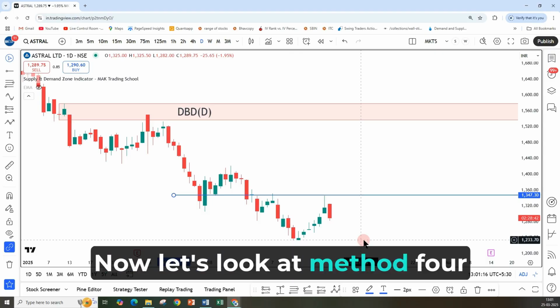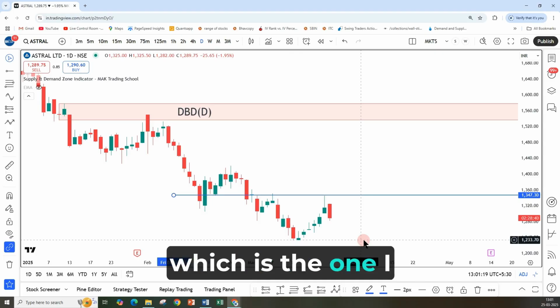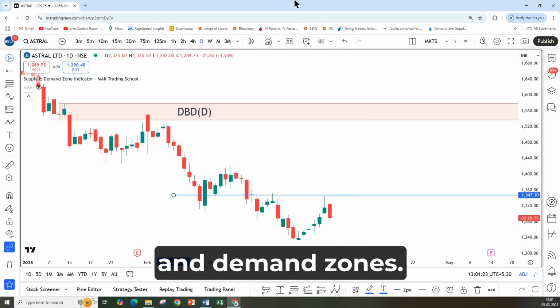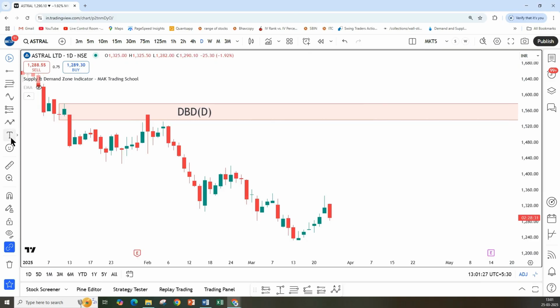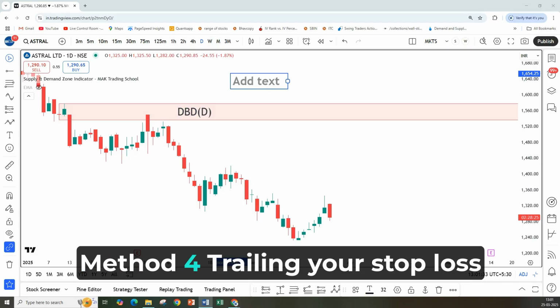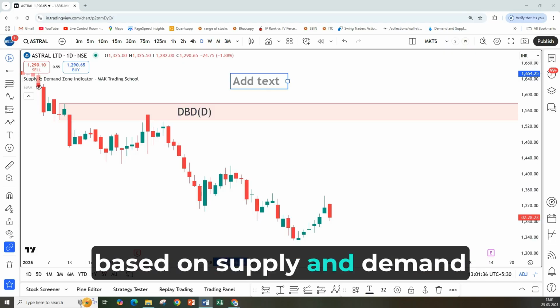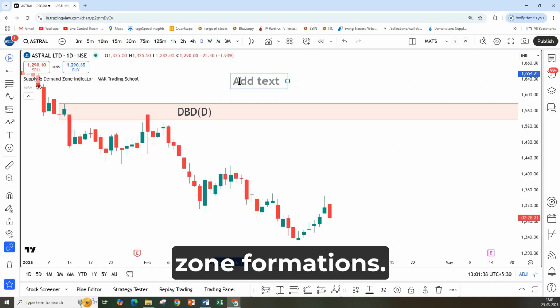Now let's look at method 4, which is the one I generally use. It is basis of supply and demand zones. So let me delete these markings. Method 4, trailing your stop loss basis on supply and demand zone formations.